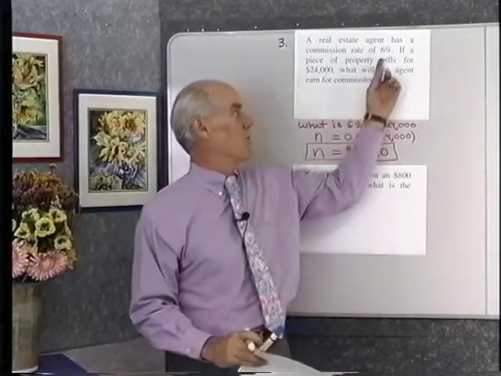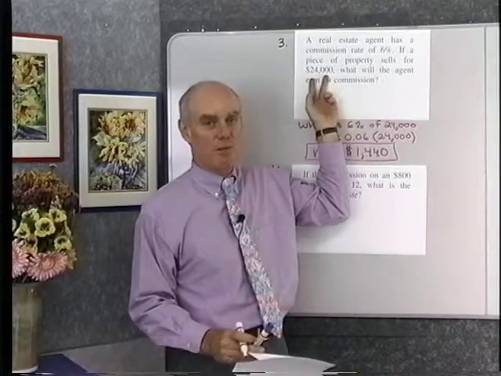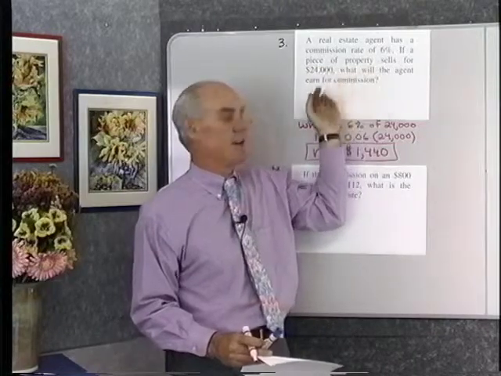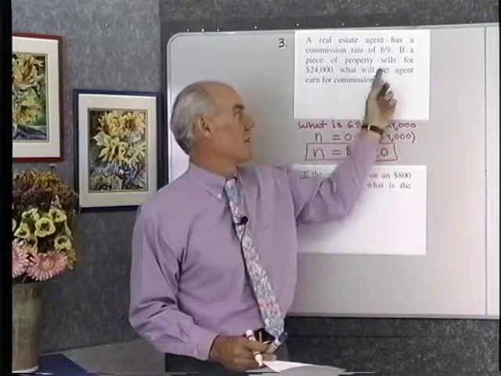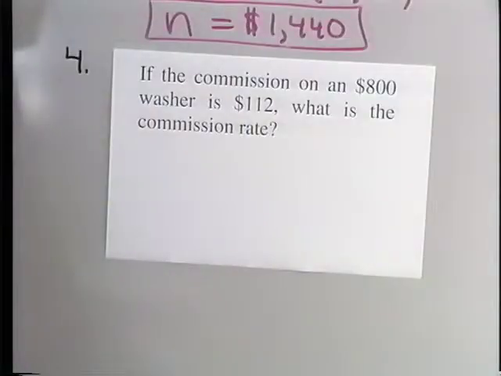So the commission rate is 6%. The purchase price, or the selling price of the piece of property, is $24,000. The real estate agent gets 6% of that in commission. So the commission is $1,440. The commission rate is 6%. So let's look at the next problem.